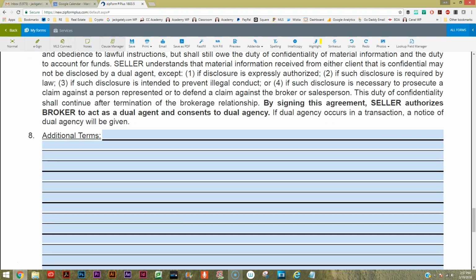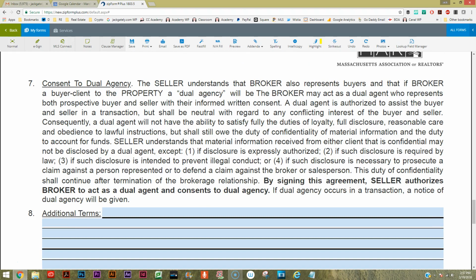Sliding on down here. Additional, missed a very important section. Section 7. This is consent to dual agency. This is only the seller's portion of consent to dual agency. That's very, very important. This is not the buyer's portion of consent to dual agency. It is not. So therefore, this form allows you to do dual agency, but it's only the seller's consent. You still have to get the buyer's consent on the state authorized consent to dual agency form.